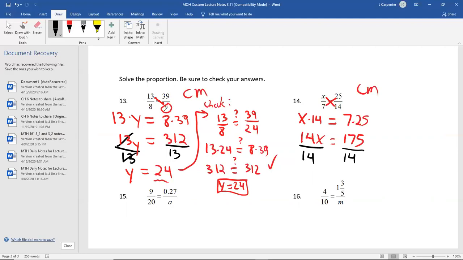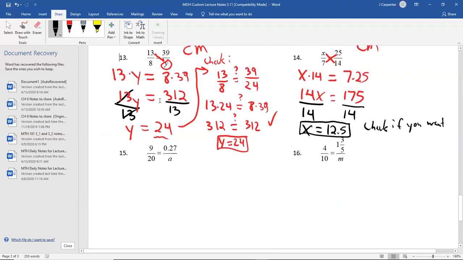And you could take the time and do that by hand. It might take you a few minutes. 175 divided by 14, that's going to be 12 and a half. It checks. Please feel free to check it.